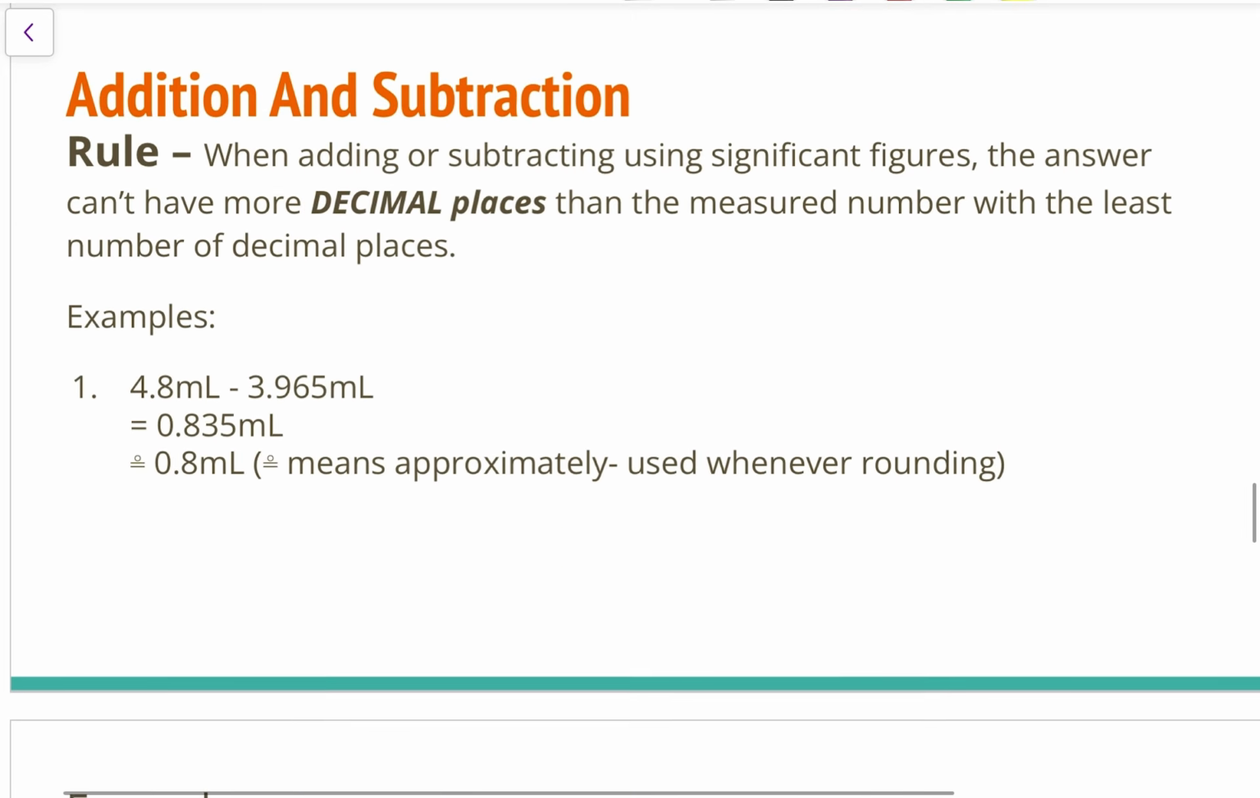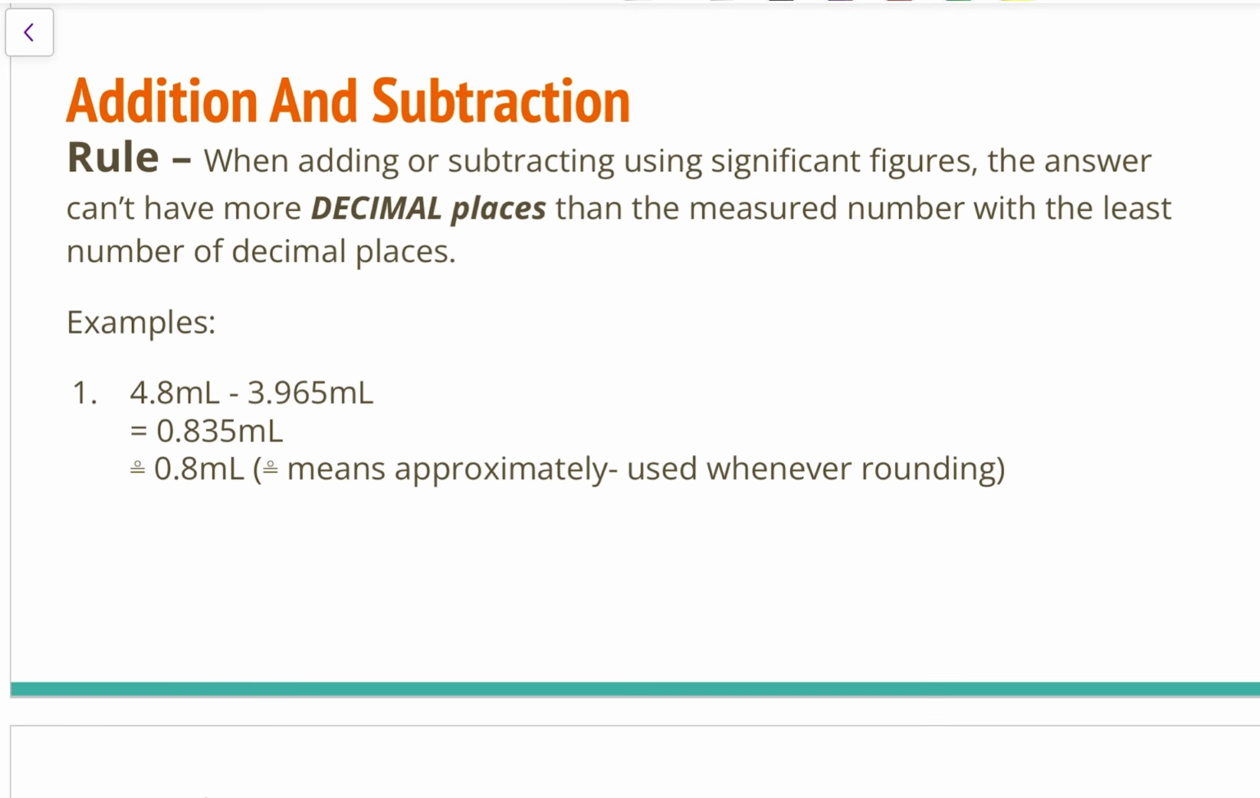Now we've got 2 more rules about how we work with the digits. There are going to be rules for adding and subtracting and multiplying and dividing. For adding and subtracting, we literally look at the number of decimal places. If we're adding numbers in a lab or something where significant figures are important, then we look at the numbers, and whichever has the least amount of decimal places, we're going to match that. So for example, let's say we take 4.8 milliliters and we have to subtract this crazy number, 3.965 milliliters.